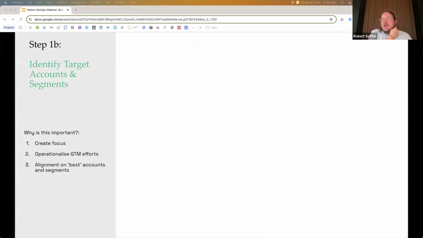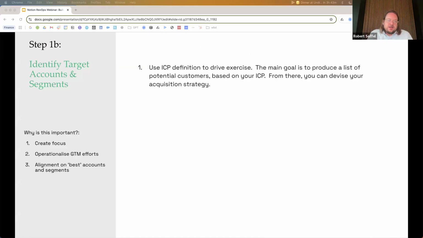So next up is identifying your target accounts and your target segments. So it's 1B because they're kind of linked. The first principle I wanted to share, and it kind of goes without saying, but use that ICP to drive that exercise. You create your list of target accounts that match your ICP, and then devise your acquisition strategy from there. Is this a marketing thing? Is this a brute force sales thing? Is this something else, right?